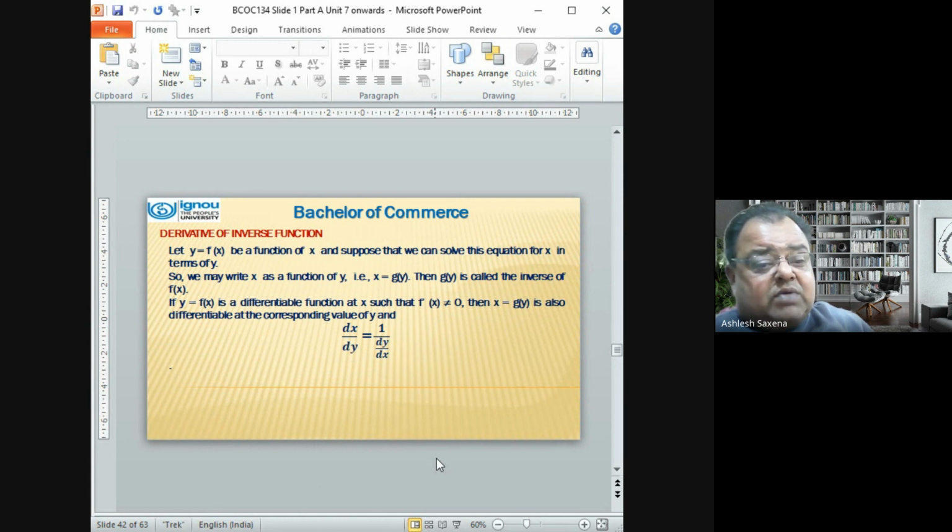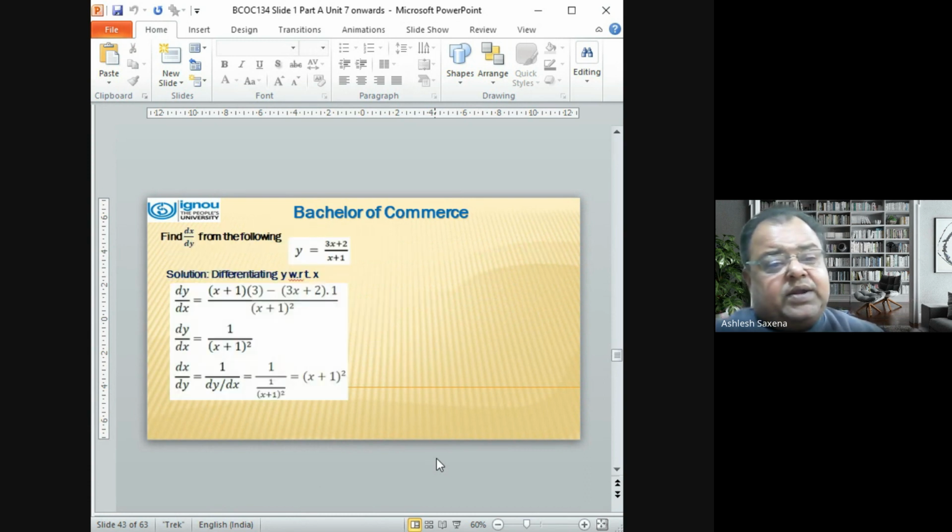If y is equal to f of x is a differentiable function at x such that f dash x is not equal to 0, then x is equal to g of y is also differentiable at the corresponding value of y, and dx by dy will be equal to 1 upon dy by dx. Now the thing is this, how is it applied?